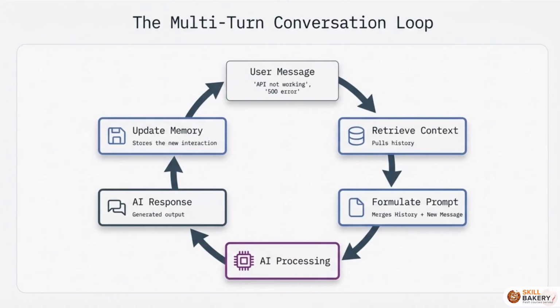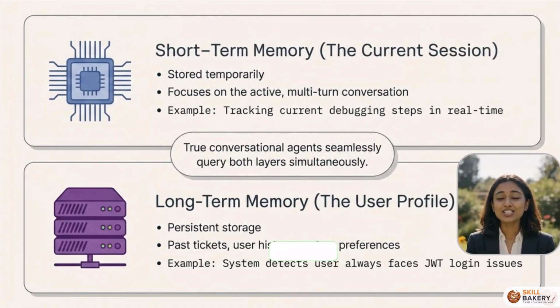This is the multi-turn conversation loop. It involves receiving a user message, retrieving relevant context, formulating a prompt, processing the AI response, and updating memory for the next turn. Memory has two layers. Short-term memory is ephemeral and focuses on active, multi-turn conversations. Long-term memory provides persistent storage for user profiles, history, and preferences.